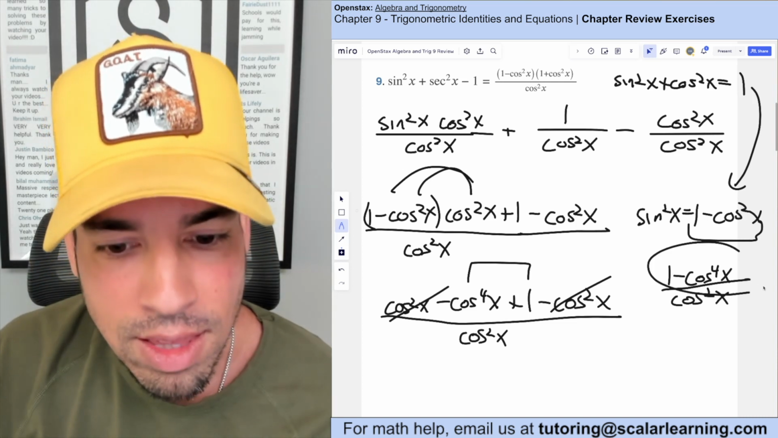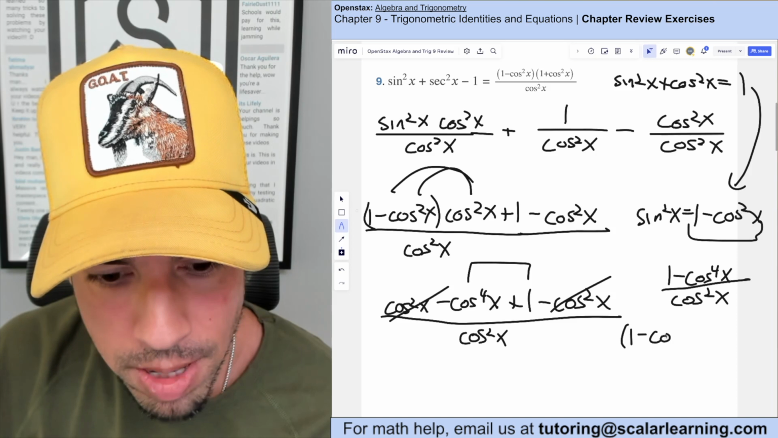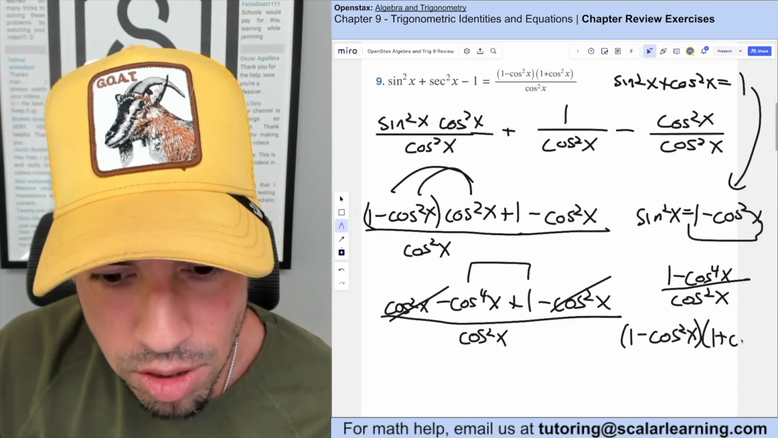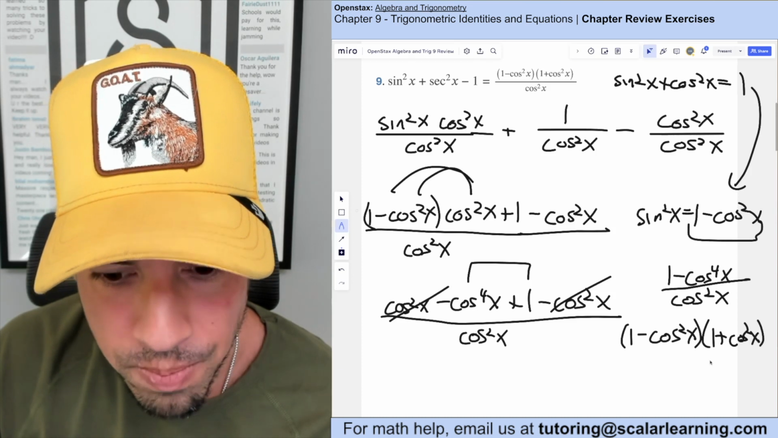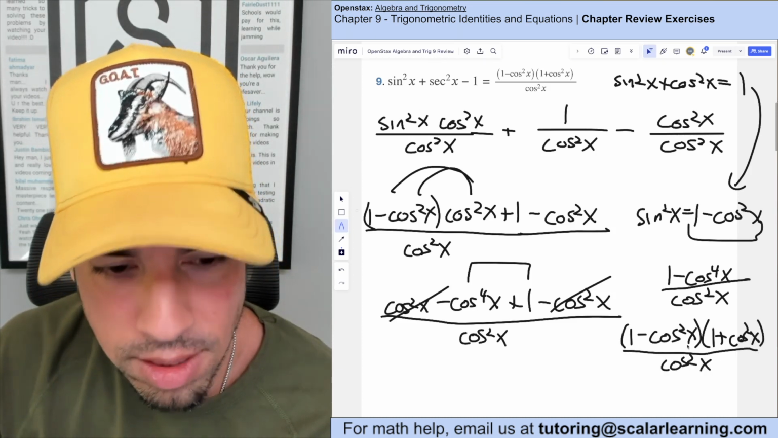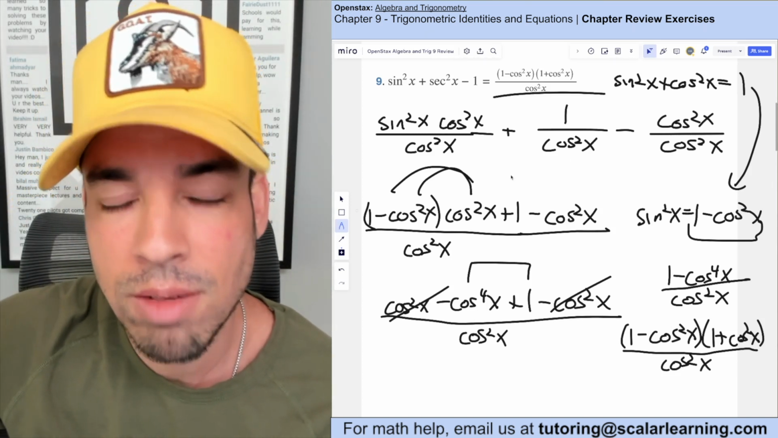Last thing, this is a difference of squares, and it can be factored into 1 minus the square root of that, which is cosine squared x, times 1 plus cosine squared x, right? And all of this over cosine squared x. Guess what? That's what's here on the right-hand side. So we verified the identity, boom, done.